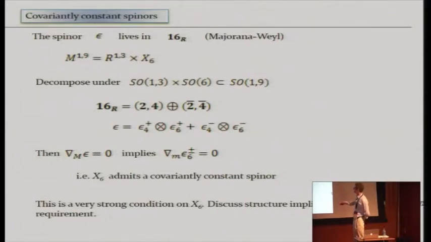So in order to preserve some supersymmetry, in order to have some unbroken supersymmetry transformation, this manifold X6 must admit a covariantly constant spinor. Now, the existence of a covariantly constant spinor, in this case also, tends to impose very strong geometric conditions on your manifold. And so we now want to discuss some of the structure that's implied by this requirement of having a covariantly constant spinor.